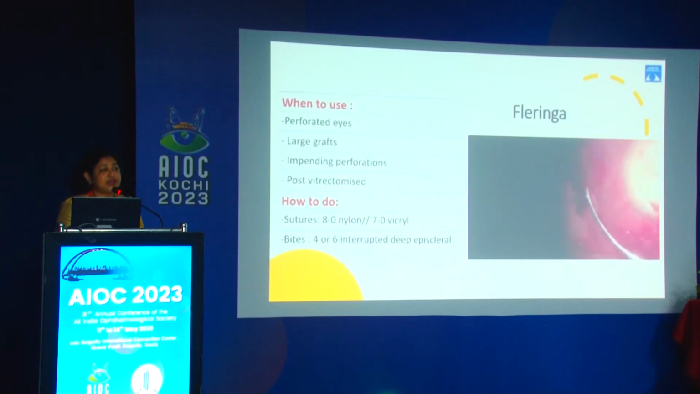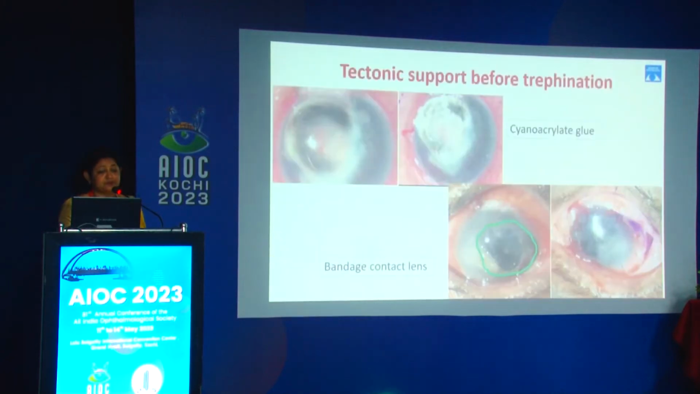We can use either the nylon or 7.5 thread, and what you are using are 4 to 6 anchoring sutures to make sure that the sclera doesn't collapse. And the size of the Flieringa can be 2 to 3 millimeters larger than your graft-host junction, so that it doesn't interfere with your suturing.